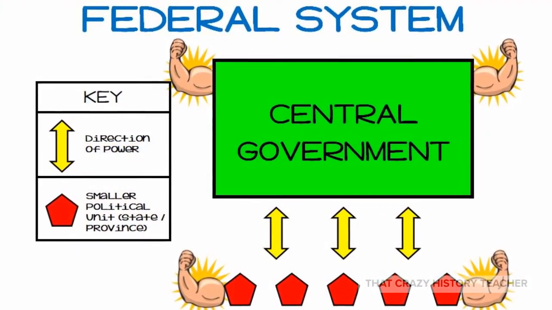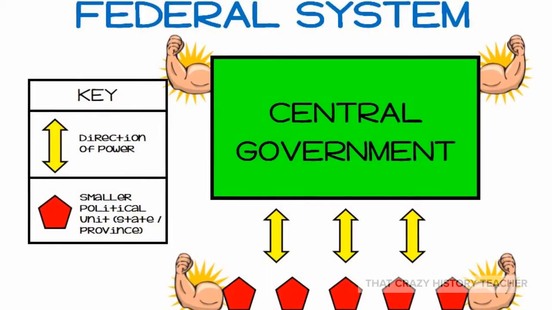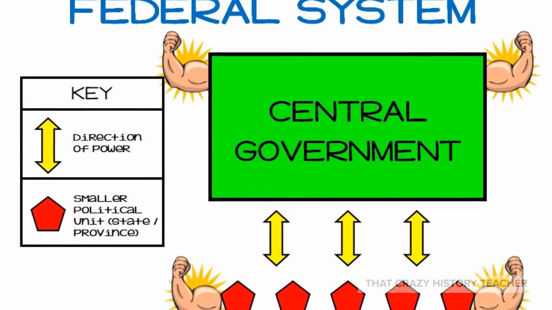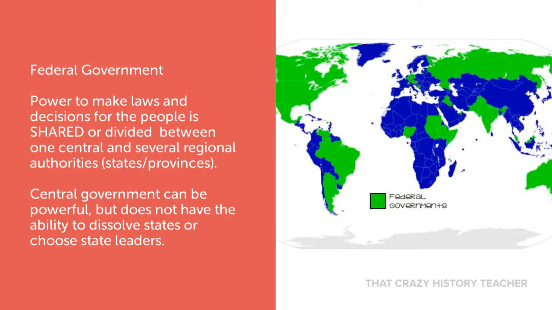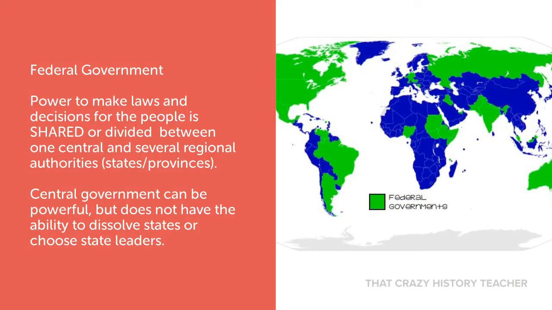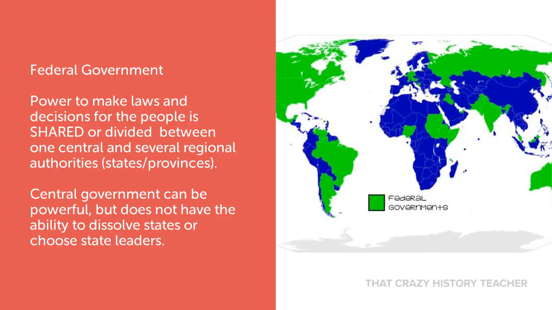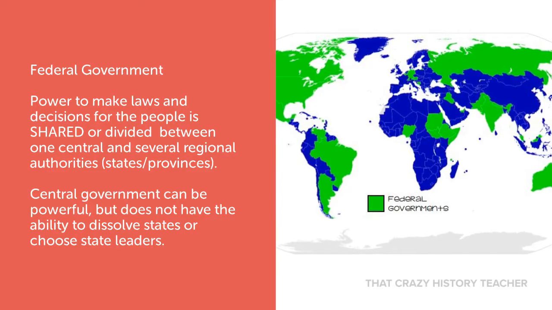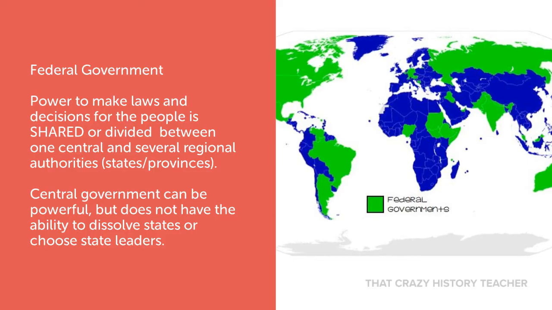In a federal system of government, the power is shared between the national government and the smaller units, the states or the provinces. The central government has power, but the state or the provincial governments also have power. Think about the United States today. The federal government, the national government, can make laws, but your state government can also make laws.